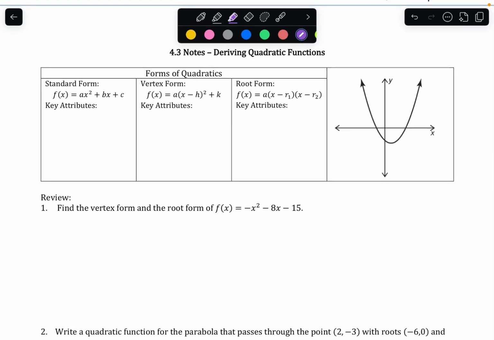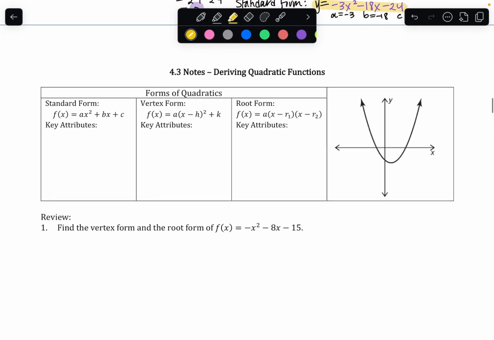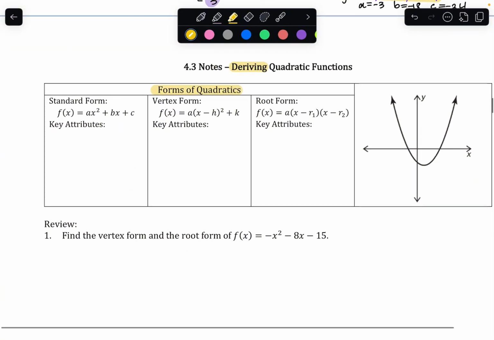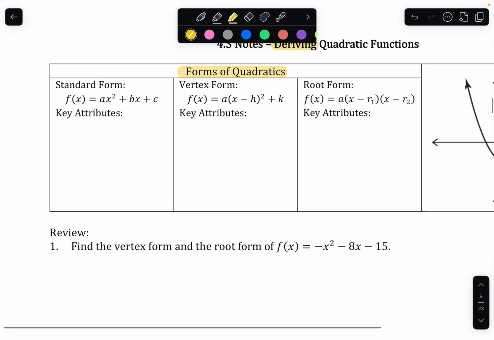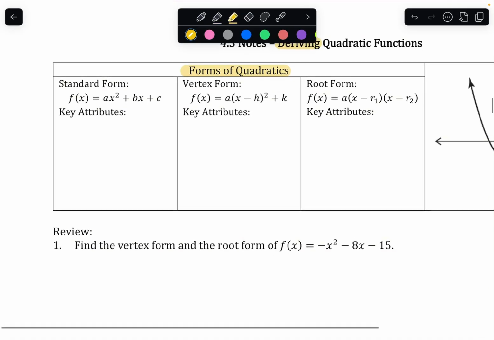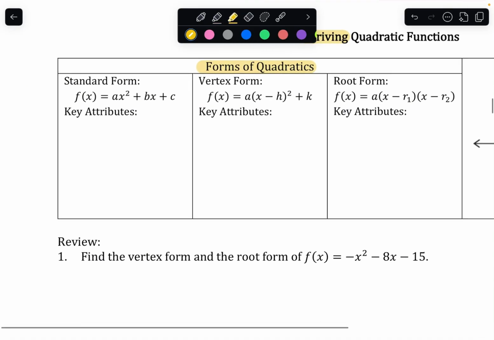All right, in this lesson, we are going to talk a little bit more about the forms of quadratic equations, but more about deriving equations based on the information we're given. We've talked about standard form, vertex form, and root form, and it's important to know which information you get for free based on which form you have.